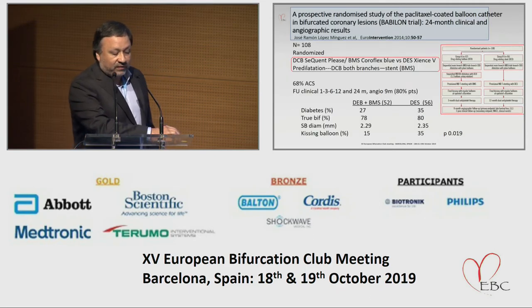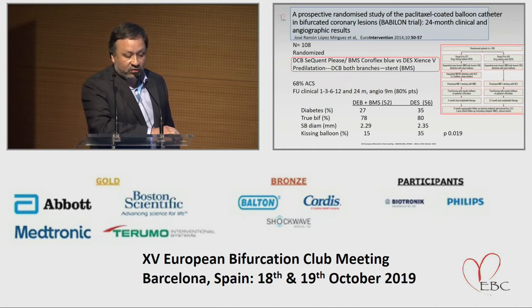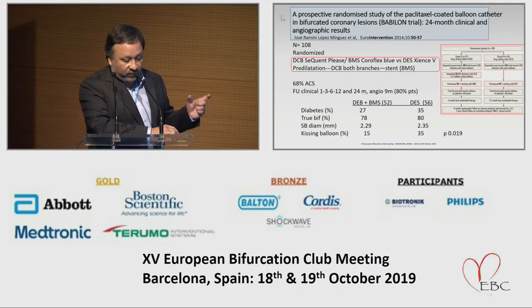And a second randomized trial, 2014, from our intervention is called the Babylon trial. It randomized 108 patients to the use of drug coat balloon, the SeQuent Please, a BMS and a DES, Xience, Everolimus. All the patients in the drug coat balloon arm must be predilated with normal balloons, and then use the SeQuent Please in both branches, and then stent in the main branch with BMS.